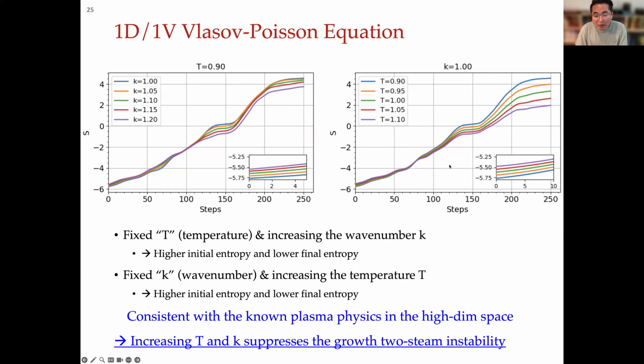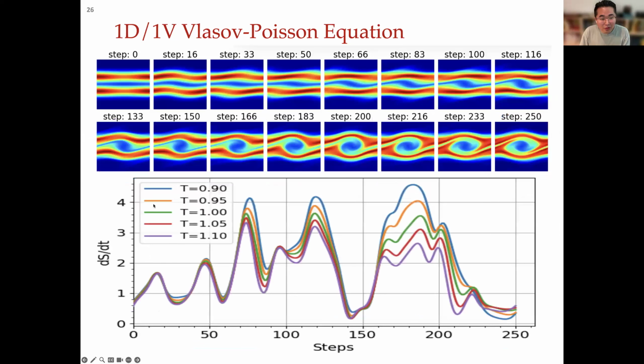Similar behavior was observed when we fixed K and varied the temperature, the same conclusion holds. And then we reached out to the physicists to see whether this interpretation makes sense, and we got confirmation that this is quite consistent with the known plasma physics behavior, saying that increasing T and K suppresses the growth of two-stream instability.